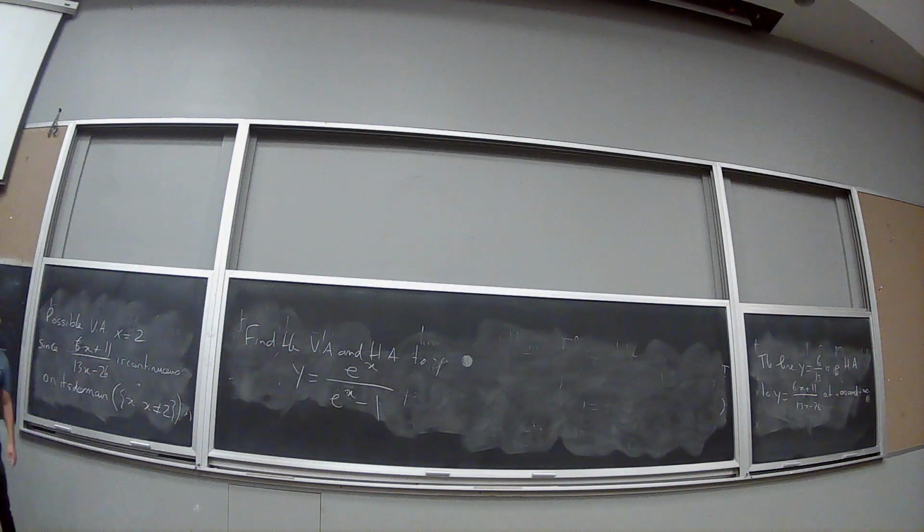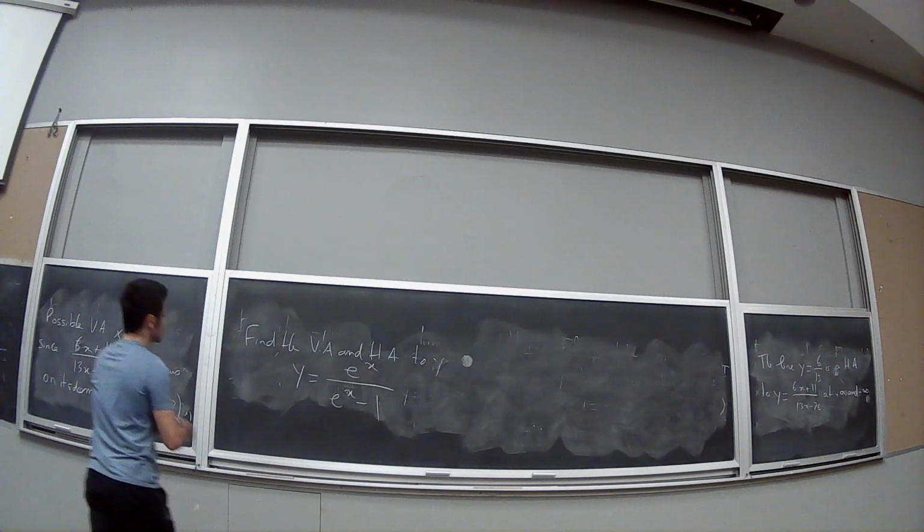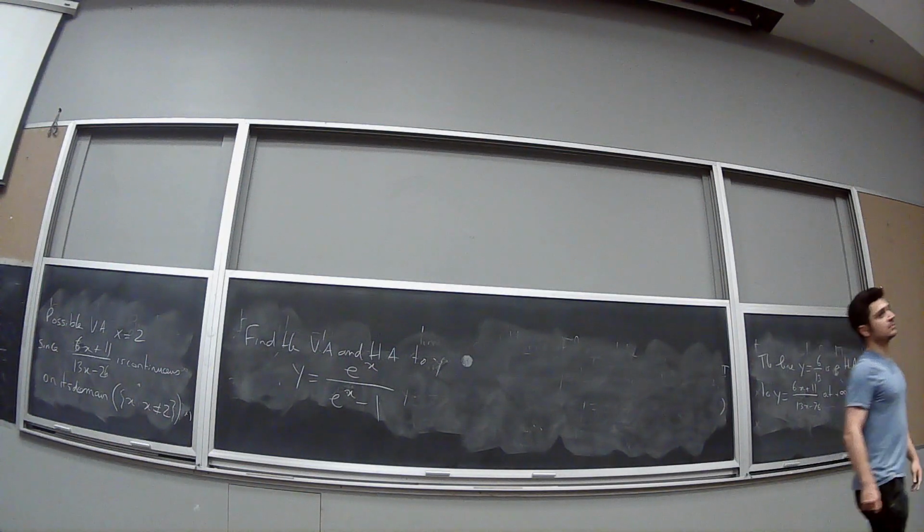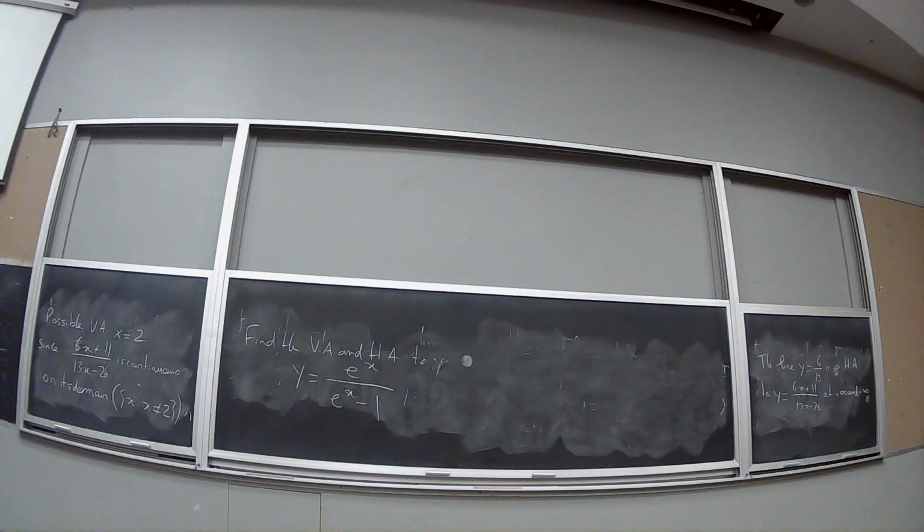Okay, let's look at this function. What is the domain of this function? It's defined for any x where e to the x minus 1 is different than 0, right? Everybody, we agree? Where x is different than 0. What are the possible vertical asymptotes in that case? X is equal to 0, right? The line x is equal to 0 is a possible vertical asymptote. Any other value of x, it's not, because the function is continuous everywhere on its domain, right?